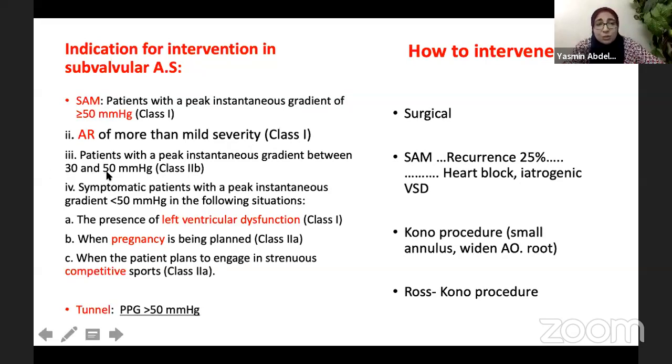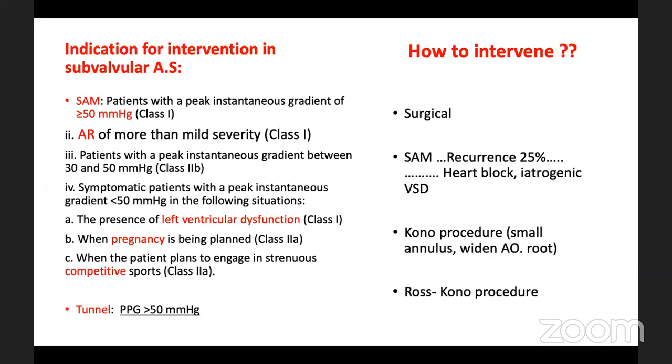Patients with gradient 30 to 50 is a class 2B indication. Although it's mentioned in literature that a gradient more than 35 millimeter mercury is an indication for intervention in subaortic membrane. Is that? Yes. I just want to ensure here that everybody notices that we're talking here about peak gradient, not mean gradient, because for the indication for surgery for aortic valve disease, aortic stenosis, we talk about 40 millimeter mercury of mean gradient. Well, this is peak, so this is much less gradient.